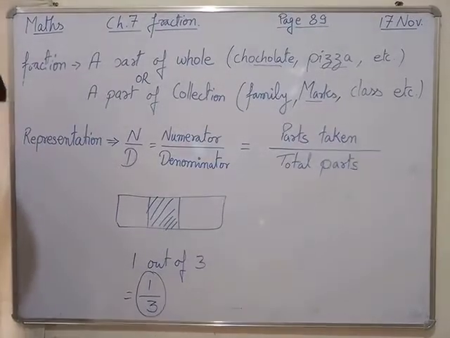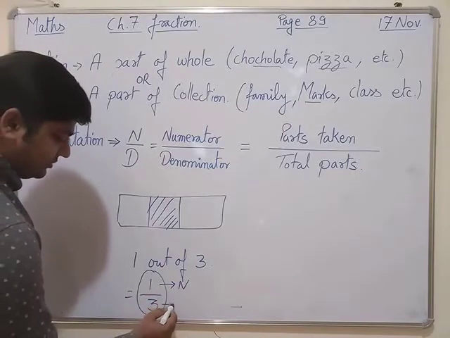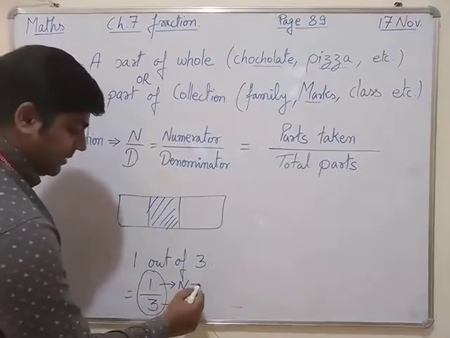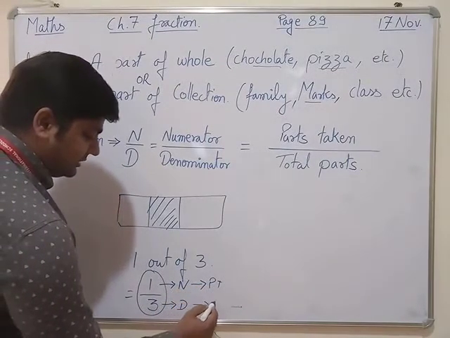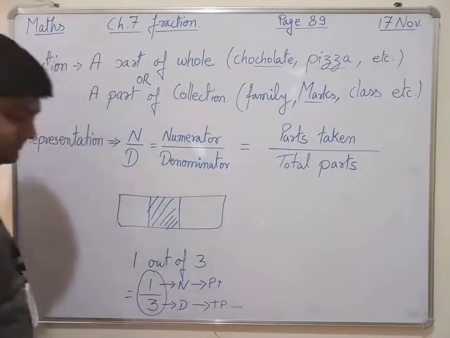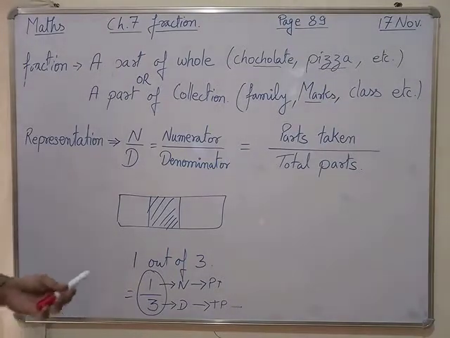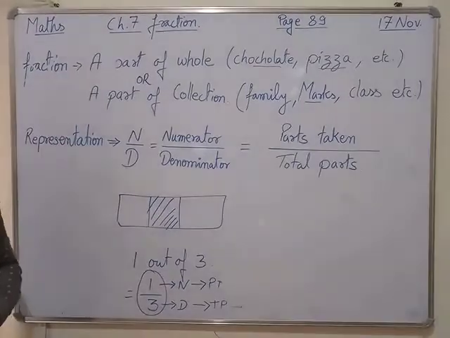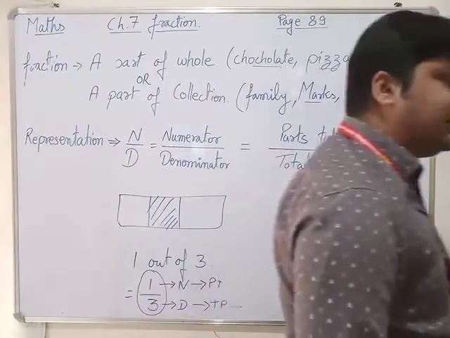In this representation of a fraction, 1 is the numerator and 3 is the denominator. The numerator is the parts taken and the denominator is the total parts. Now, this is an example of taking a part from a whole. This is a whole thing and you have to take a part. Now, another example: to take a part from a collection.